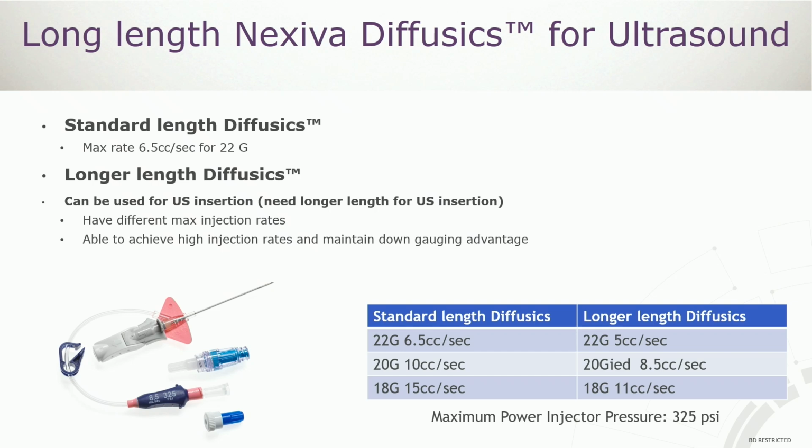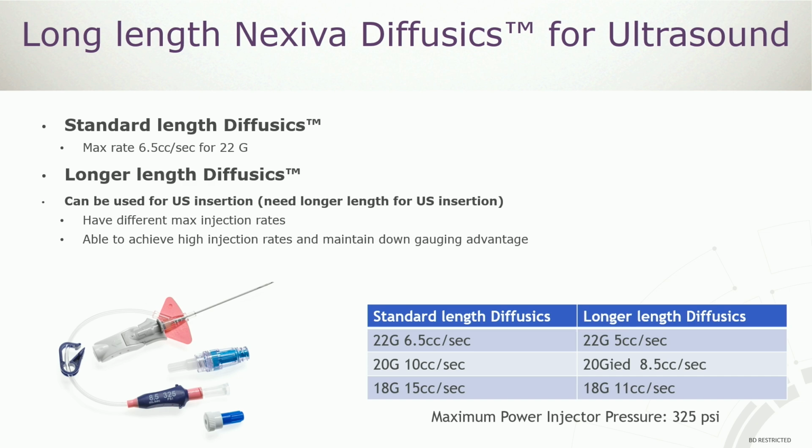We've been using the standard length Diffusix. We've really been talking to BD because we do have to do a lot of ultrasound guided IV placement. We have several techs in our CT department and nurses in our radiology nursing department that can do ultrasound guided IVs. The product that we were using before this precluded us from giving the highest quality imaging because we were capped at a 6 cc a second injection rate. So we've really been asking for longer lengths, and that's something they've been working on. Those came out early this year, and we have been using them.